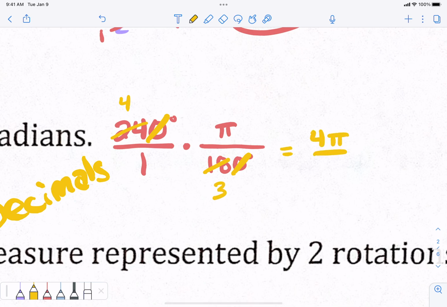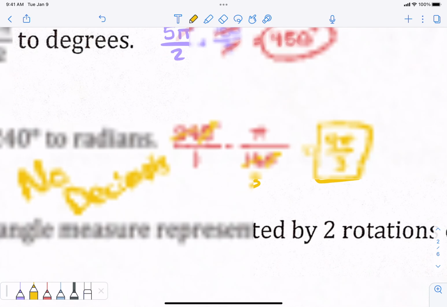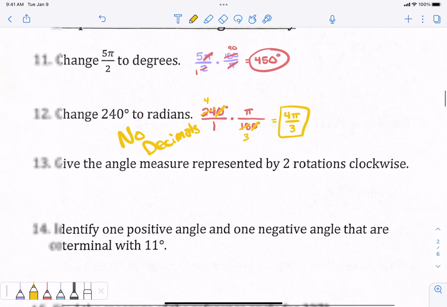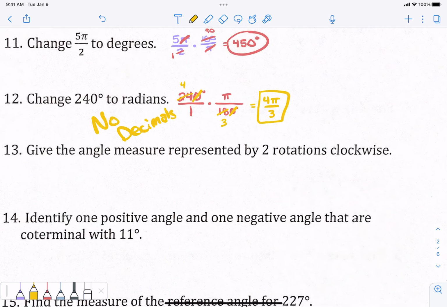4 pi over 3. By the way, you can use your unit circle on this. So 240 degrees is literally on your unit circle. It's 4 pi over 3. Now, just keep in mind that the one that I give you, like 240, I might give you like 110 degrees, which is not on your unit circle. So you wouldn't be able to check it then, but if possible, yeah. Okay, good.